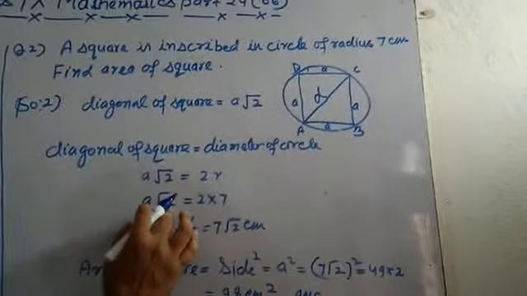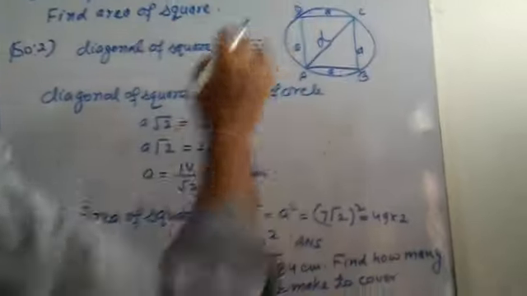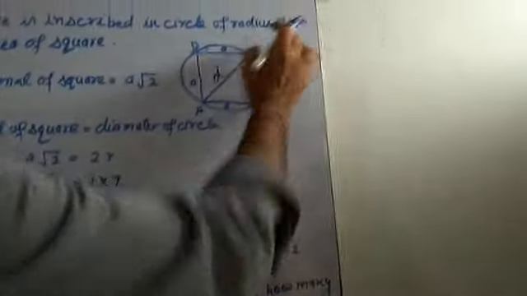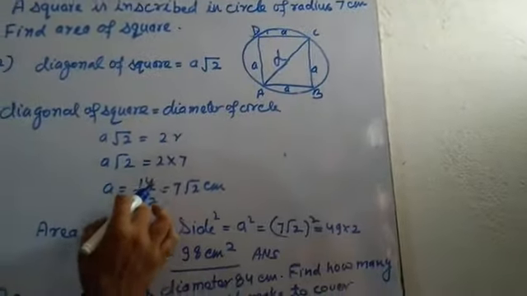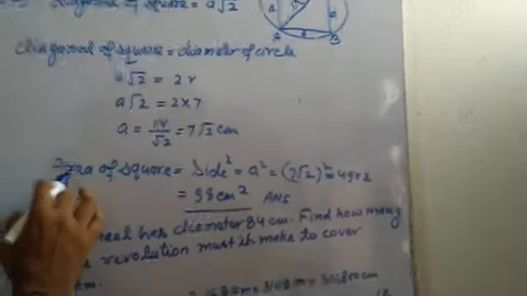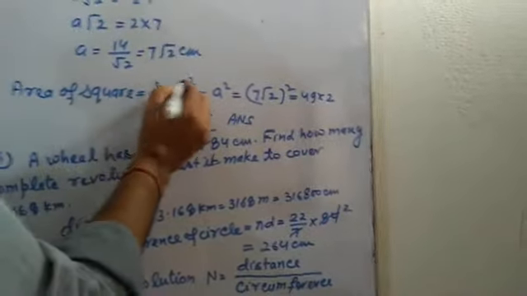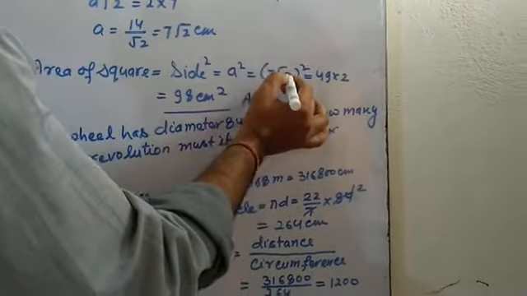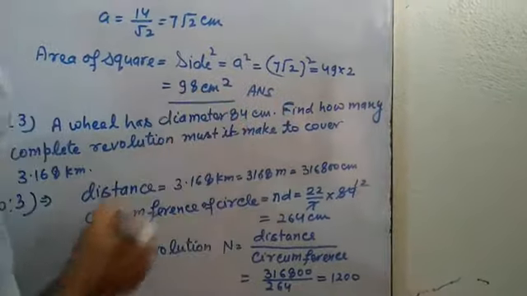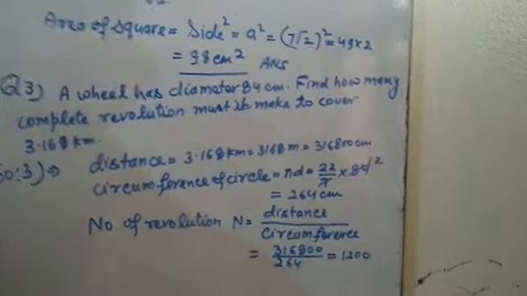Therefore a root 2 equals 2 into 7, where 7 centimeter is the radius. a equals 14 upon root 2, that is 7 root 2 centimeter. Therefore area of square equals side square, a square, (7 root 2) whole square, equals 98 centimeter square.